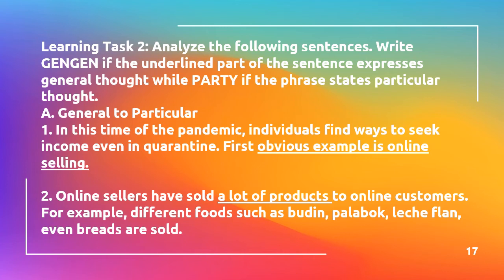Okay. Number 2, online sellers have sold a lot of products to online customers. For example, different foods such as budin, palabok, leche flan, even breads are sold. So the underlined part of the sentence is "a lot of products." Okay, so what do you think is "a lot of products"? Is that GEN for general thought or PART, particular thought?